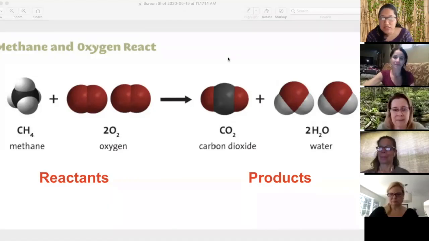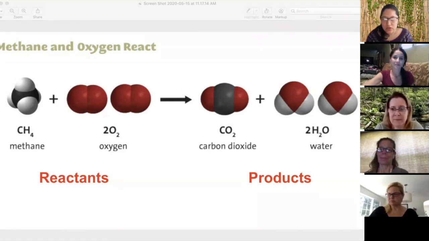We're going to go and look at a chemical reaction between methane and oxygen right now. What are some other examples of chemical reactions? So looking here, we can see a chemical reaction happening between methane and oxygen. So methane and oxygen in this scenario would be the reactants.